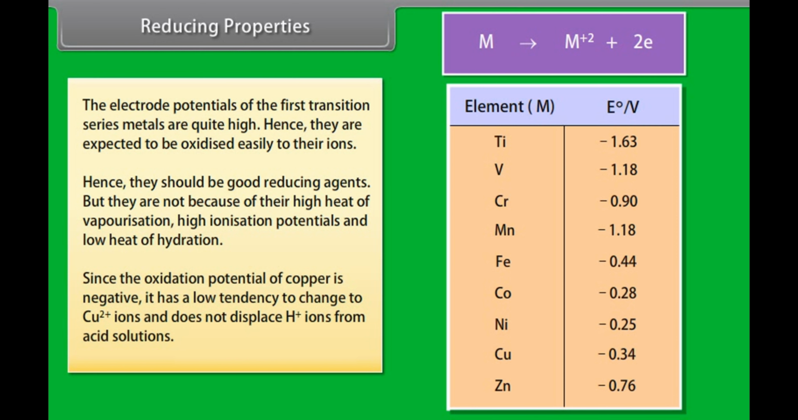Since the oxidation potential of copper is negative, it has a low tendency to change to Cu2+ ions and does not displace H+ ions from acid solutions.